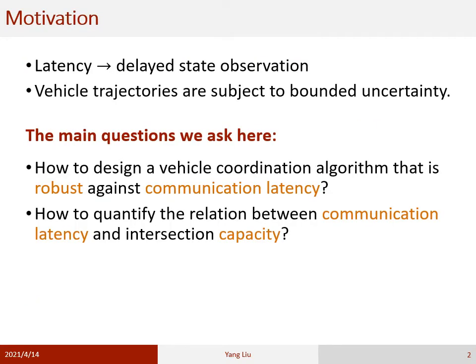Big latency causes delayed state observation. When the vehicle accelerates subject to bounded uncertainty, the latency can increase the uncertainty. Motivated by this, the main questions we ask here are: first, how to design a vehicle coordination algorithm that is robust against communication latency, and then how to quantify the relation between communication latency and capacity.